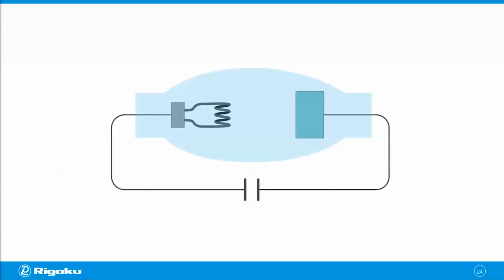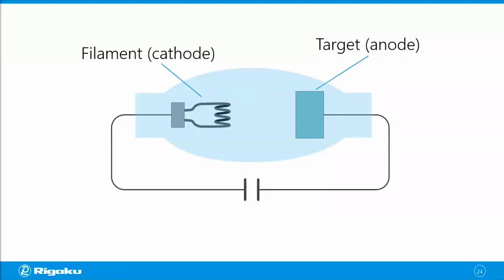So this is a schematic diagram of an X-ray generator. You have a filament, which is the cathode, and you have a target, which is the anode. You apply high voltage between the filament and target, then put some current through the filament, and thermal electrons come out. They are attracted to the target because of the high voltage applied between the filament and target. When those electrons hit the target, X-rays are generated. Now the question is, what kind of energy distribution do we have with those X-ray photons?